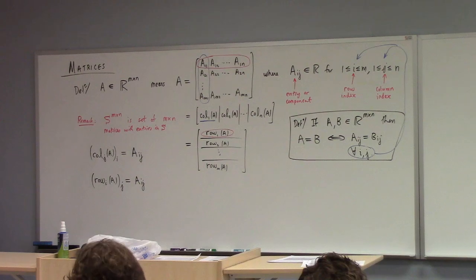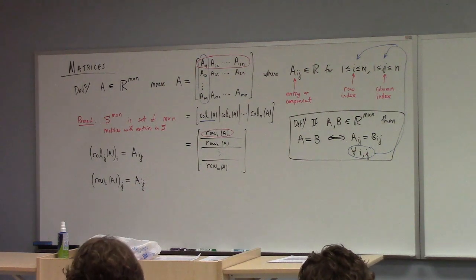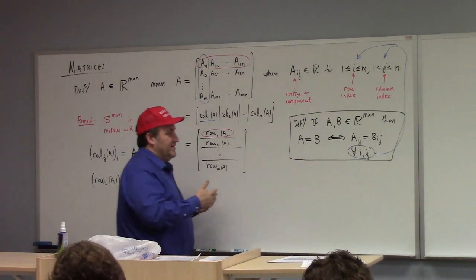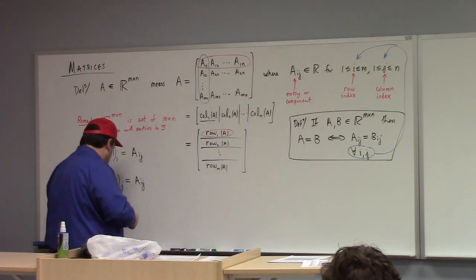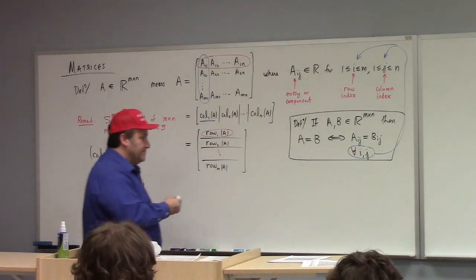How many people have seen vectors in a course? Okay, so you have some sense of how this works. It's just like a vector. The only way for the two objects to be equal is they have to be equal in every component. So what this means then, among other things, is let's look at an example.